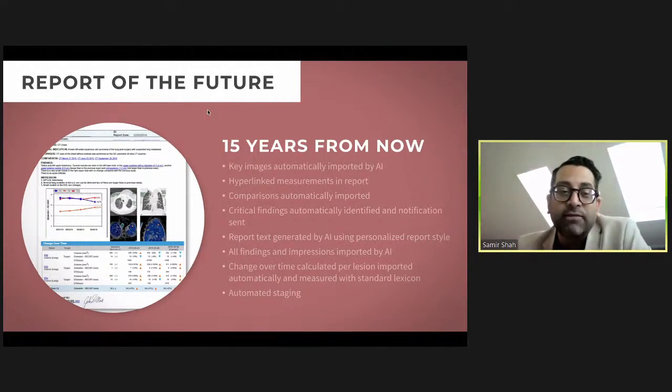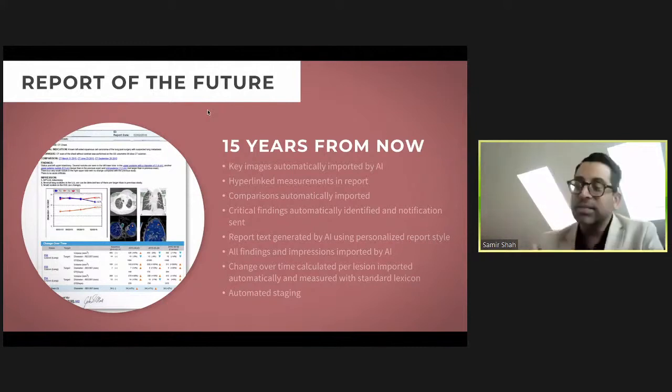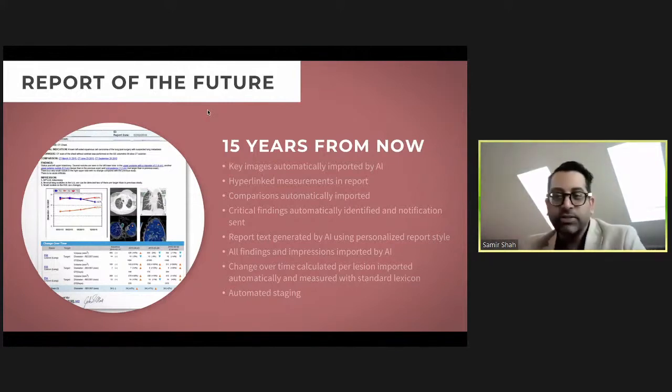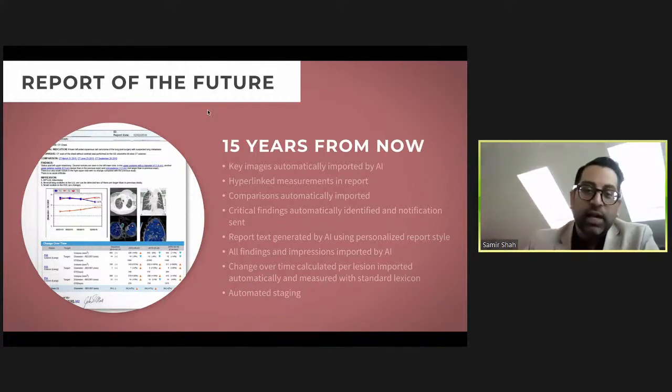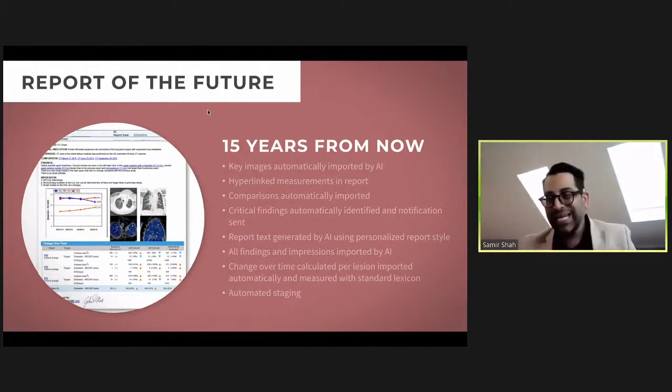It's just that we have tremendous opportunity in the next decade and a half or so to really develop the radiology report of the future. All those key images automatically imported. Anything you measure, hyperlinked. Somebody just has to click on it and they'll see the measurement digitally. All the elements of the report, the technique, the history, the comparison, all of that is automatically imported.